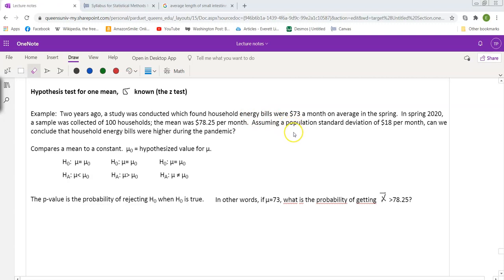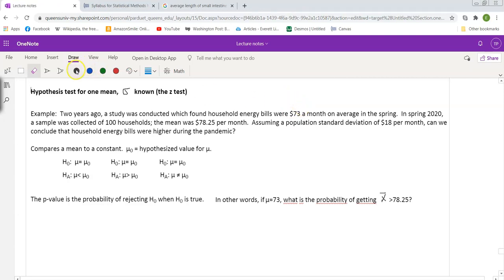So in this example, and I hope you'll pause the video to read this real quick. In this one, we want to know, did household energy bills increase during the pandemic? So we've got this value that we know they were before. So this is going to be our hypothesized value. So this is what we're calling mu naught.